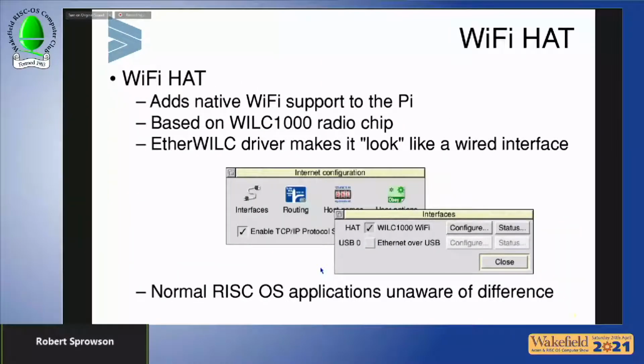And Elesar has developed a hat which includes the WILC 1000 network coprocessor chip. So that allows us to indirectly connect your Raspberry Pi to a wireless network, even though the rest of RISC OS doesn't yet know about Wi-Fi itself. It does it by a sleight of hand, pretending that it's actually a wired interface, so that the driver declares itself as though it were wired. RISC OS is none the wiser, but actually the packets end up going out through this network coprocessor onto the network.